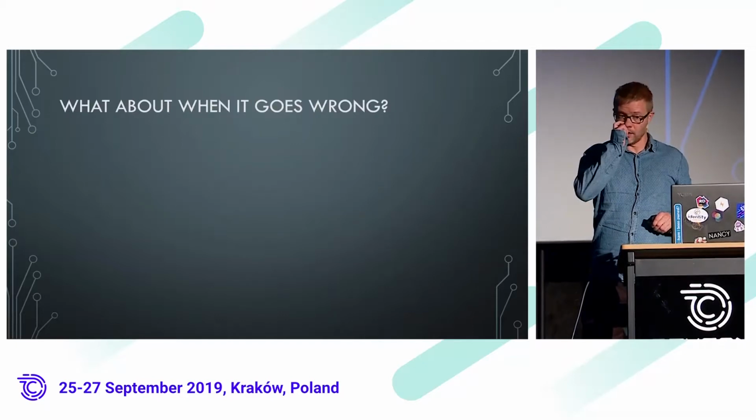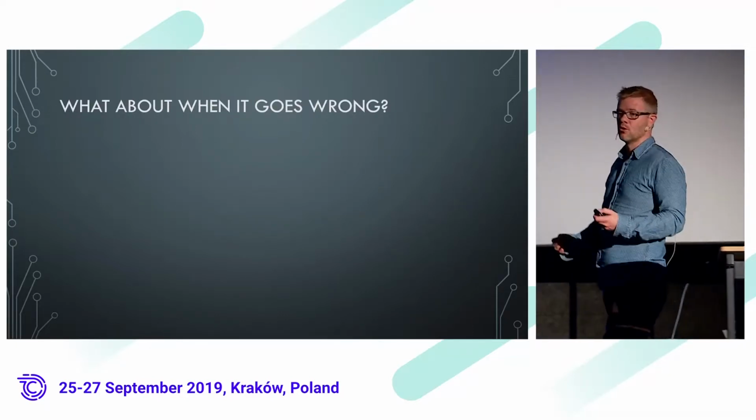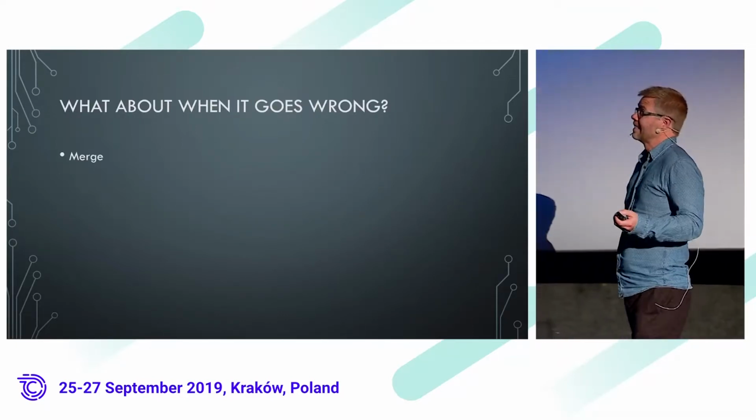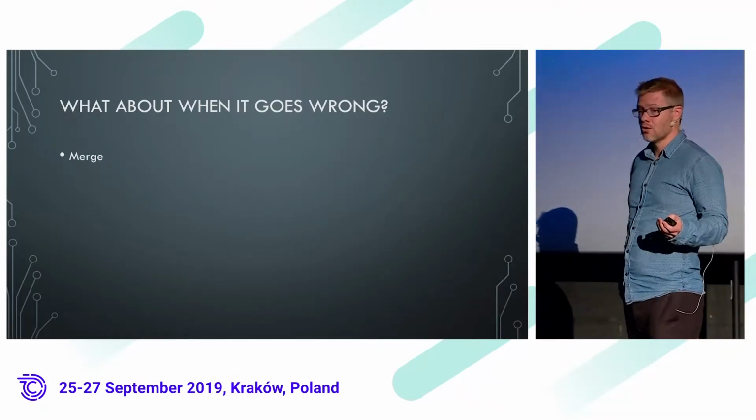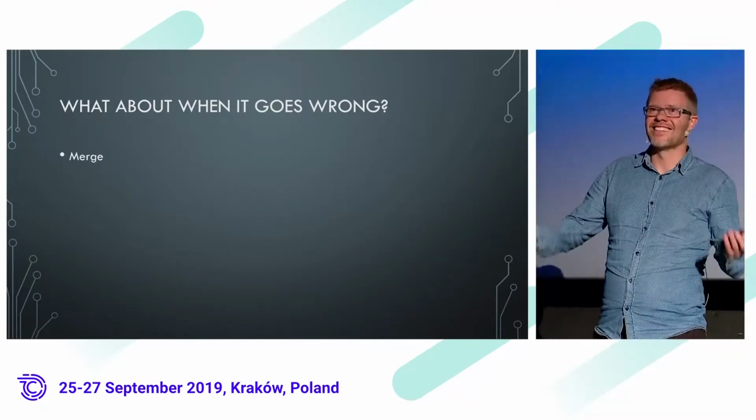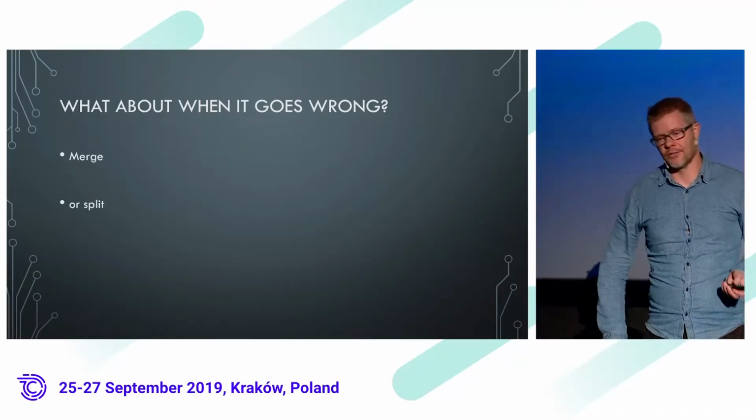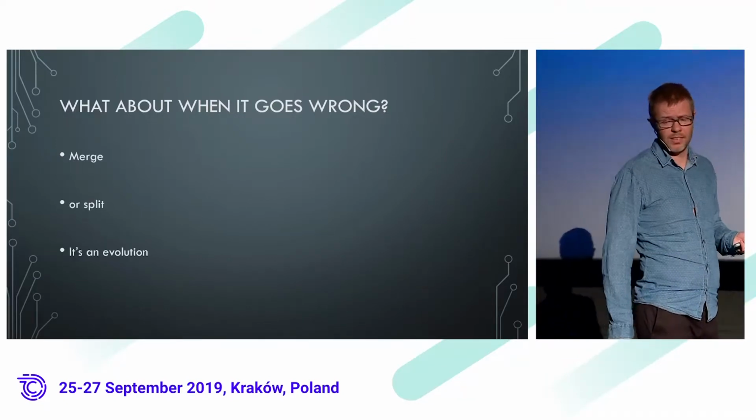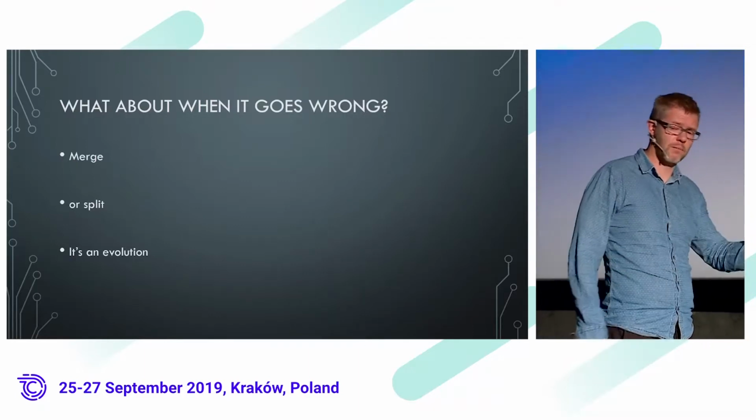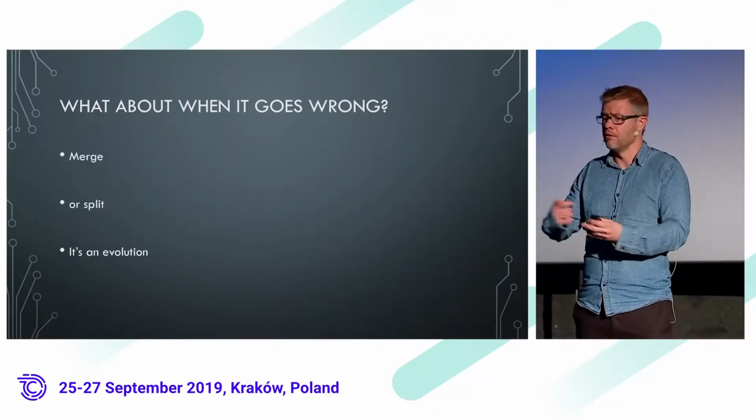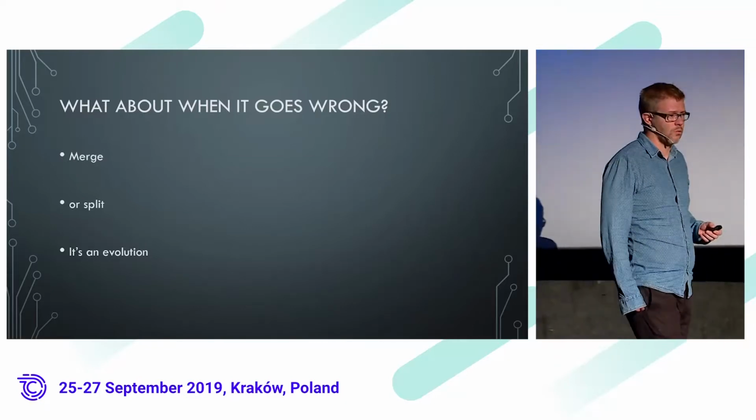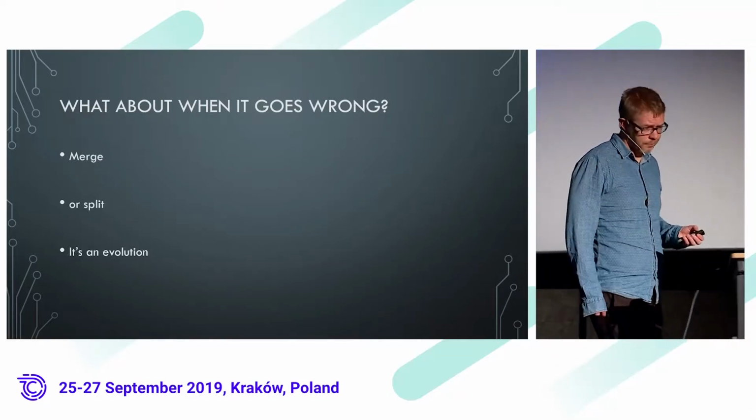So when it goes wrong, then we have to decide what we can do. And it's kind of simple. We can merge two microservices if they actually handle the same capability, or we can split them, as we just talked a little bit about. And it's an evolution. It happens over time. We get smarter about the system. We figure out how to find those scopes better.